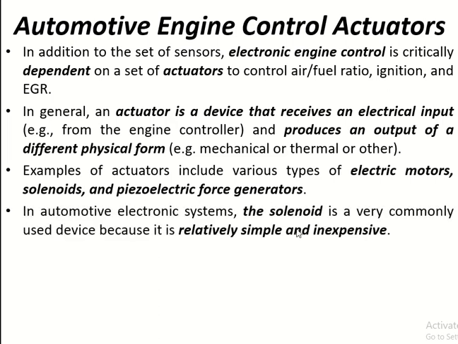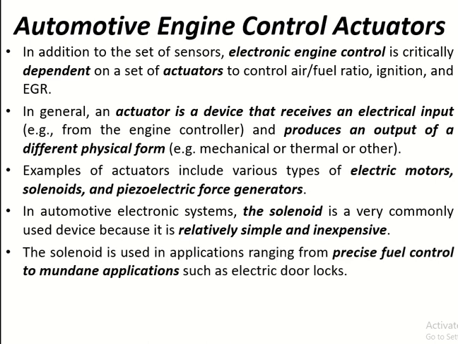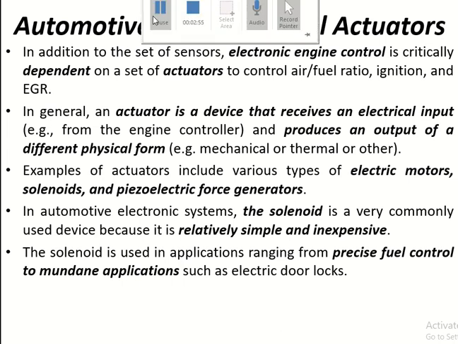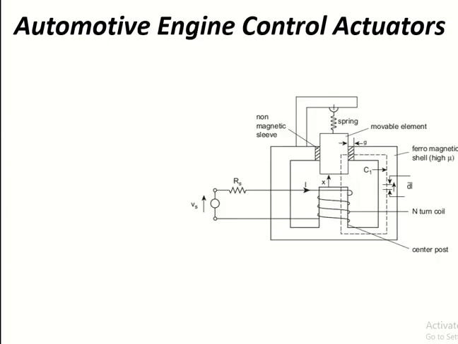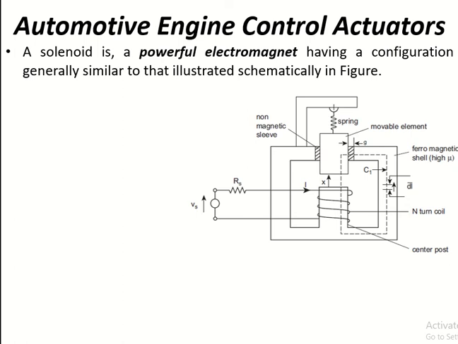In automotive electronic systems, the solenoid is a very commonly used device because it is relatively simple in operation and inexpensive. The solenoid is used in applications ranging from precise fuel control to other applications such as electric door locks. A solenoid is a powerful electromagnet having a configuration generally similar to that illustrated in this diagram.